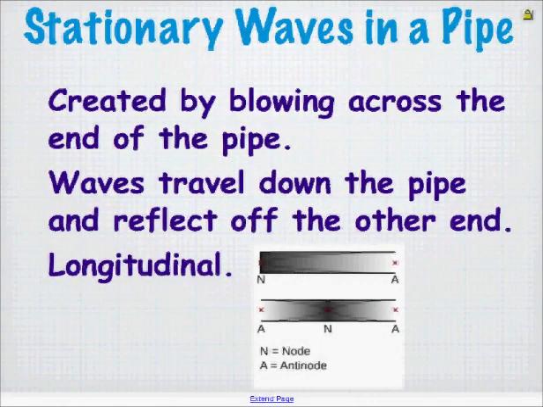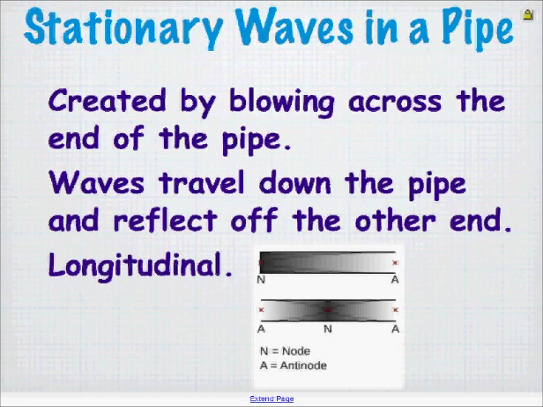Okay, here we have stationary waves in a pipe. To create a stationary wave, you could blow across the end of a pipe. You could also put something like a speaker on the end of a pipe to make a stationary wave in a pipe. Just think of a pipe instrument.